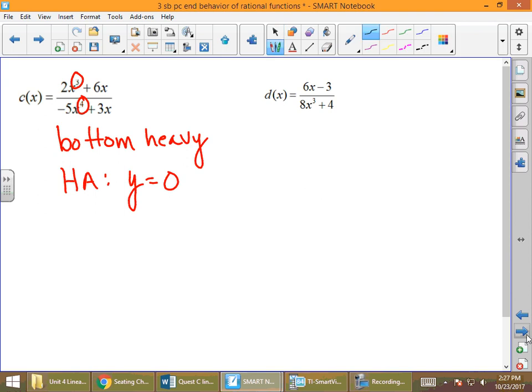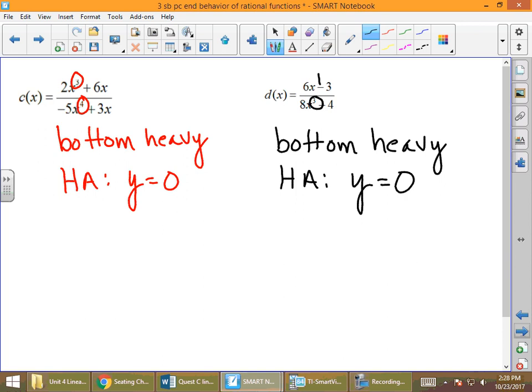Lastly, the degree on top is a 1. The degree on bottom is a 3. This one is also bottom heavy, which means that we will have a horizontal asymptote at y equals 0.